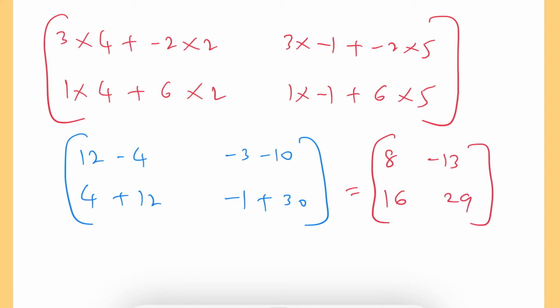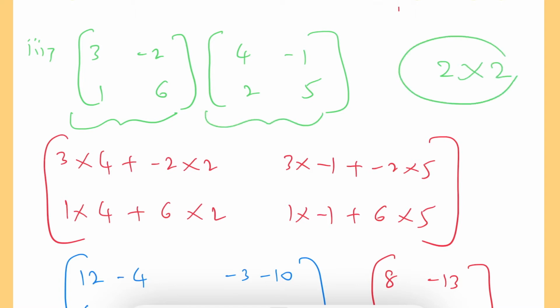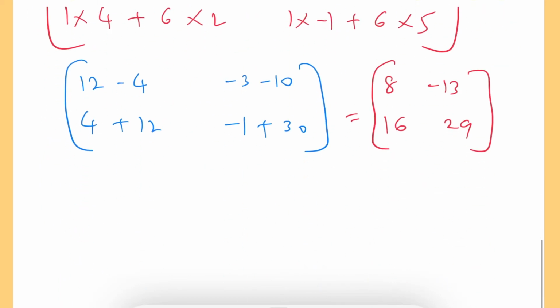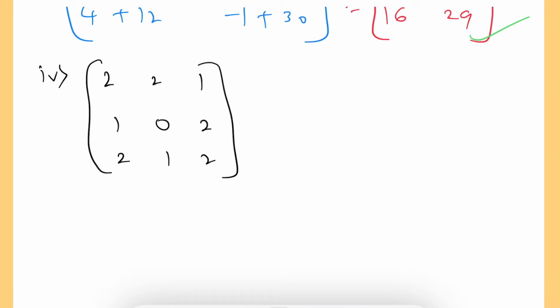Okay, now let us check whether we got the order same or not. In the first matrix, how many rows are there? 2 rows. In the second matrix, how many columns are there? 2 columns. So our answer should be a 2 by 2 matrix. Of course, it is a 2 by 2 matrix. Okay, then let's move to question number 4. 2 2 1, 1 0 2, 2 1 2 into minus 2 minus 3 4, 2 2 minus 3, 1 2 minus 2.